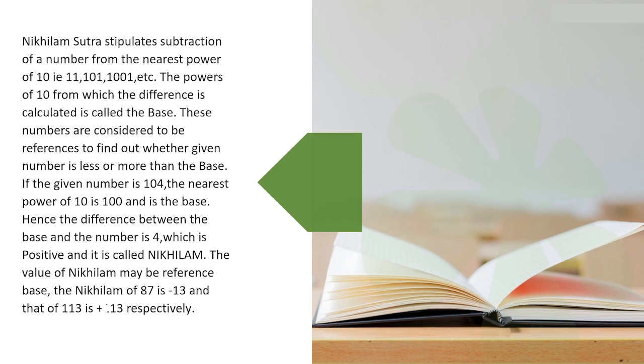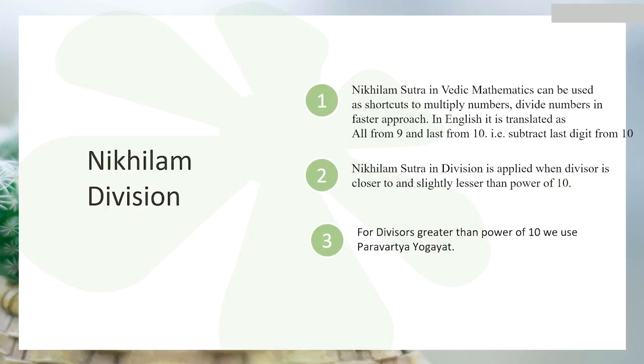Say we have a number like 110 and its nearest base is 100. So the difference is 10. So that is our Nikhilam. Nikhilam Sutra in Vedic mathematics is widely used, as I said earlier, and it is faster than other approaches. So you can get a result within seconds for bigger numbers.